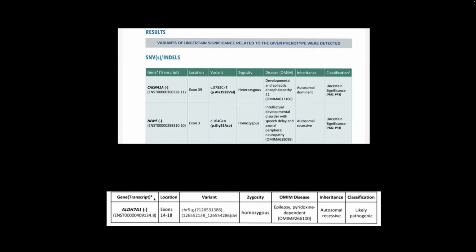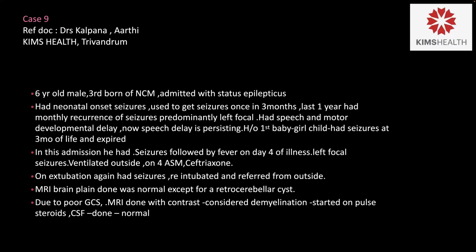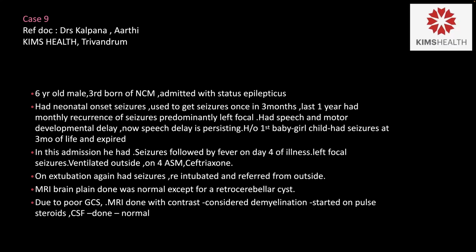What was the history again? So this child is the third child of a non-consanguineous marriage. He had neonatal onset seizures. He used to get seizures once in 3 months. He had mild motor delay and speech delay. He was going to school and all. Now he presented with fever, and on day 4 he had status epilepticus and was referred from outside. He was intubated. He was on 4 anti-seizure medications.